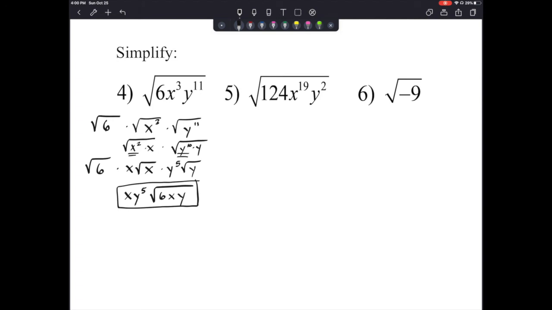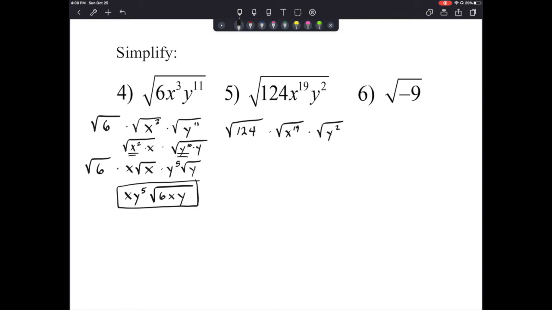Number 5, we have the square root of 124, x to the 19th, y to the 2nd. Break it apart, square root of 124 times the square root of x to the 19th times the square root of y squared. 124, when we take the square root, I don't remember what goes into it.